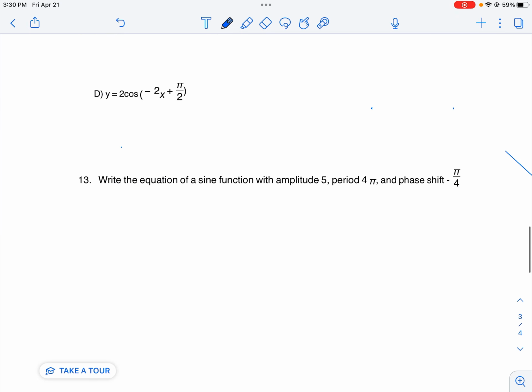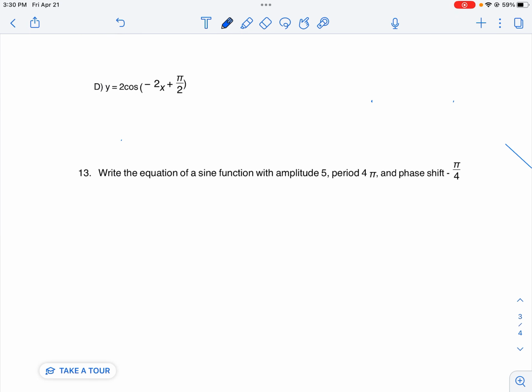And the last graphing question, y equals 2 cosine of negative 2x plus pi over 2. I need to do a little bit more work for this one. I see that the amplitude is 2. The b value, I need to factor out a negative 2.